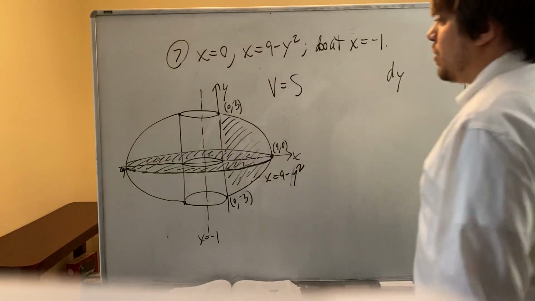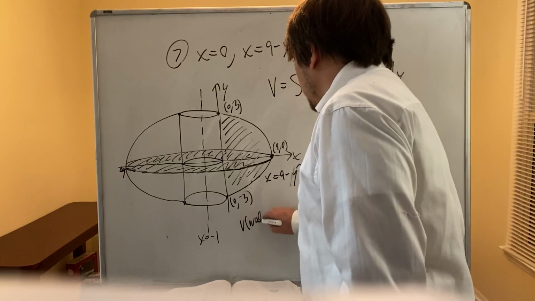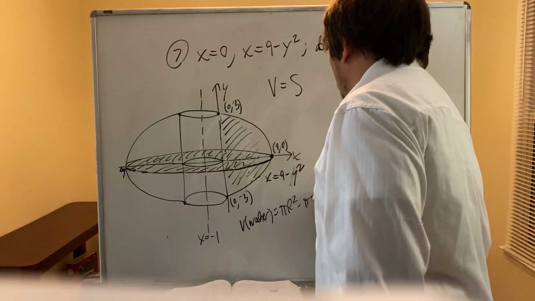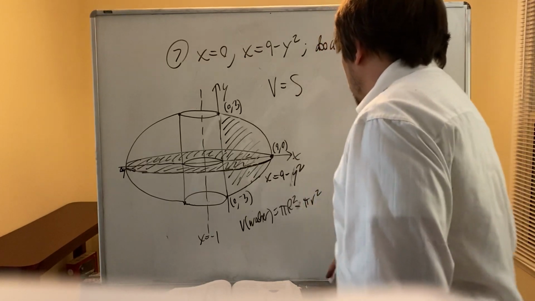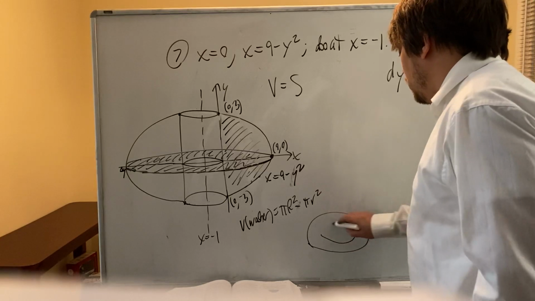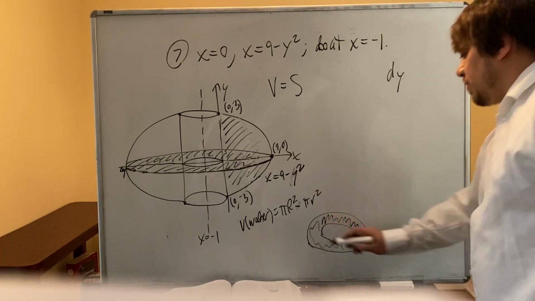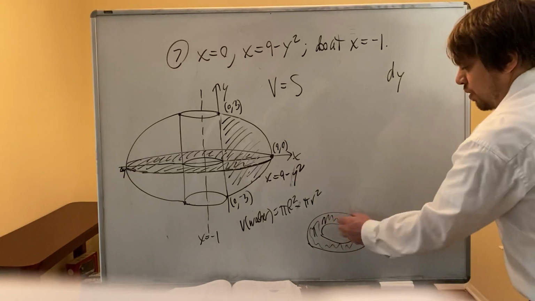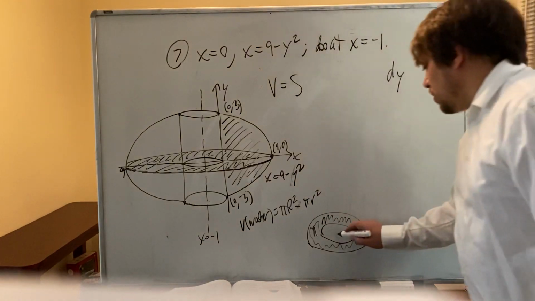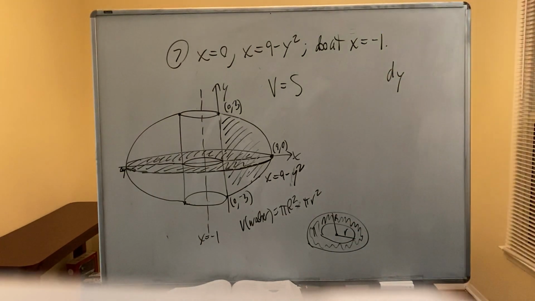Okay, so remember the volume of a washer is pi times capital R squared minus pi times little r squared. It's just taking the area of a larger circle and removing from it the area of a smaller circle, centered at the same place. So little r is the radius of the small circle, capital R is the radius of the larger one.